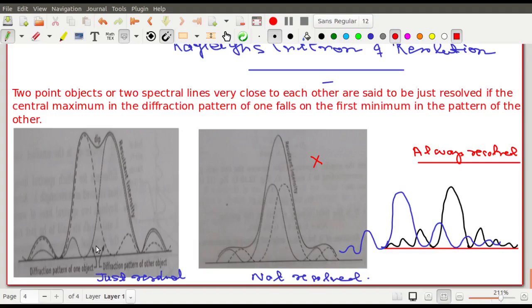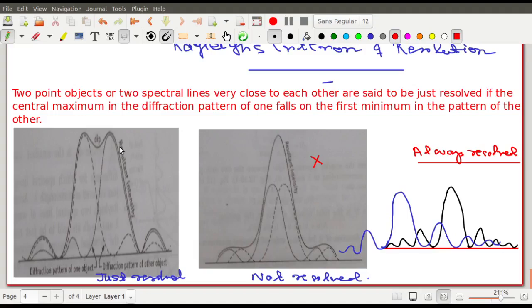So I will not waste more time copying from the book, I have already explained that the main thing is that the central maximum in the diffraction pattern of one must fall on the first minima of the other, and then it will be just resolved.